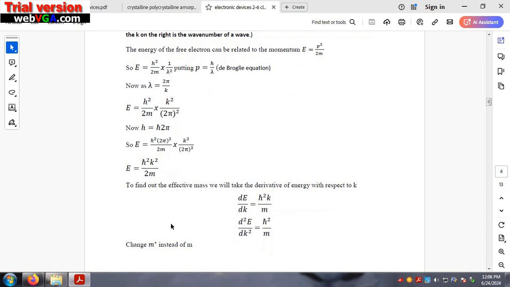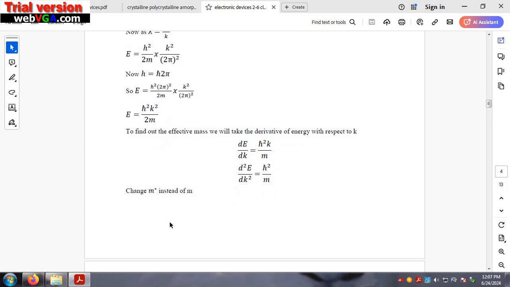To find out the effective mass, we will take the derivative of energy with respect to k, then we will get dE by dk, that will be reduced Planck constant into k by 2m. Once again, taking the double derivative of it, d square E by dk square, that is reduced Planck constant square by m.